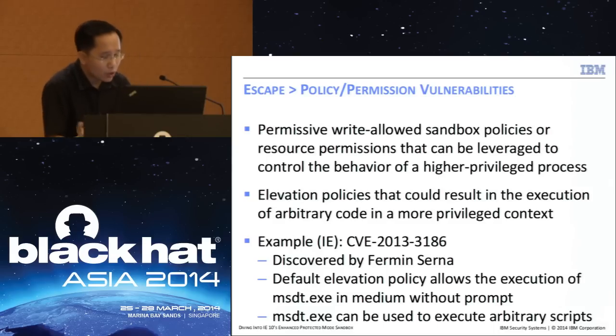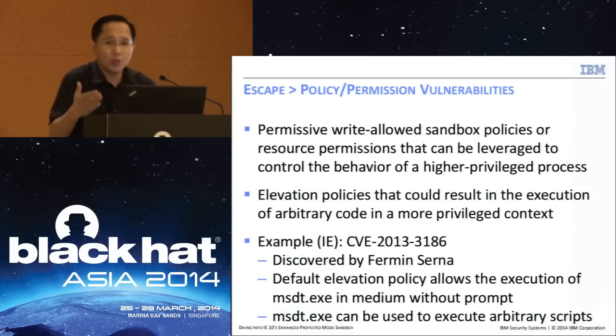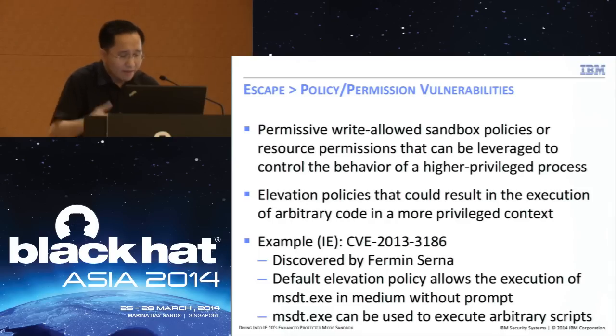So the next escape vector is policy or permission vulnerabilities. This involves weaknesses in the sandbox policies, such as write-allowed sandbox policies, or in the case of IE, permissive elevation policies. This also involves looking at the access control entries of files and registry keys, and finding those that can be written to. When I audited IE, this is actually the first vector that I looked at, because auditing for this is pretty straightforward.